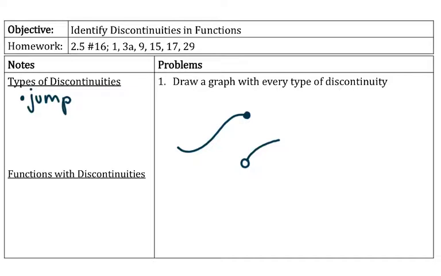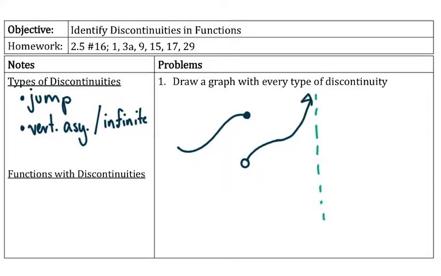Now, another type of discontinuity would be something like a vertical asymptote. These are also called infinite discontinuities. So if I'm going to keep drawing my graph, the vertical asymptote would be here. We have a point, and then it can come down from the same side. It's still a discontinuity because we don't have a singular flow. So this would be another type of discontinuity.